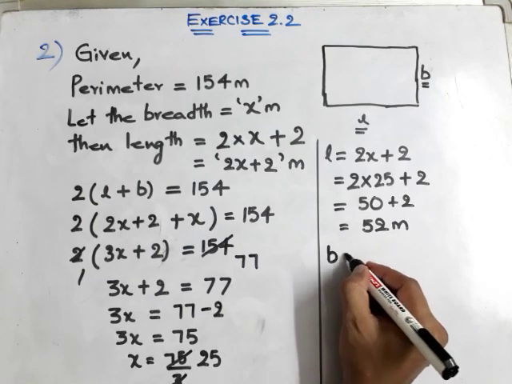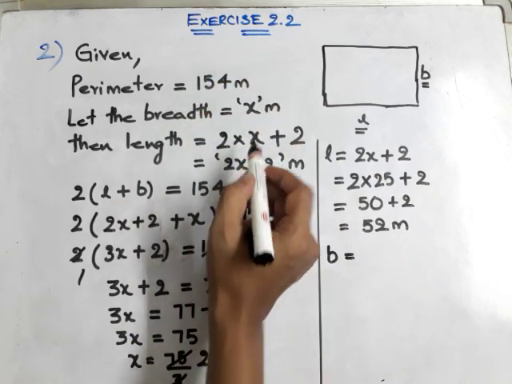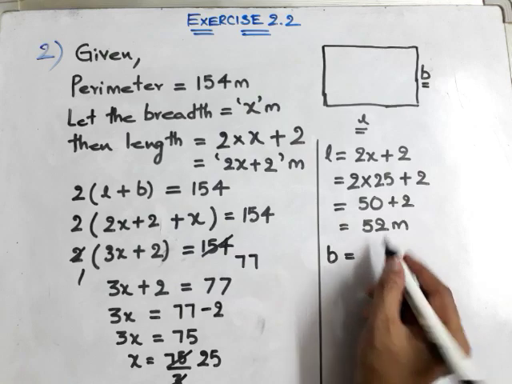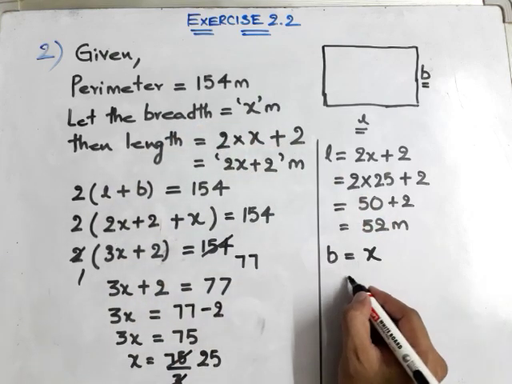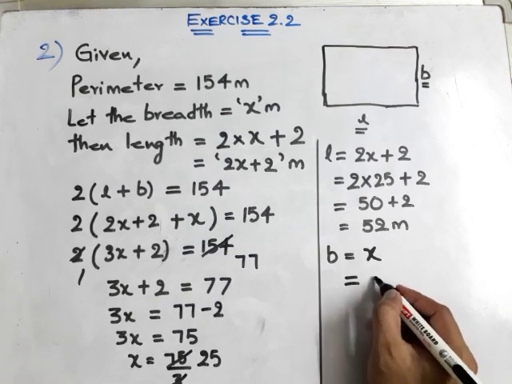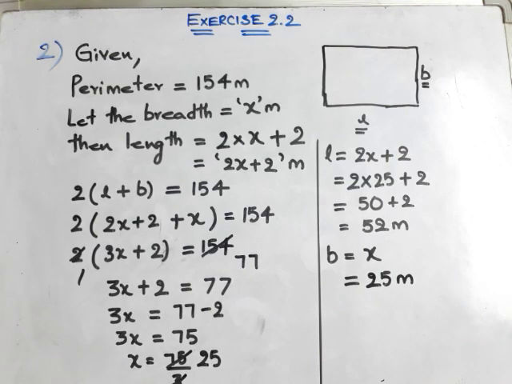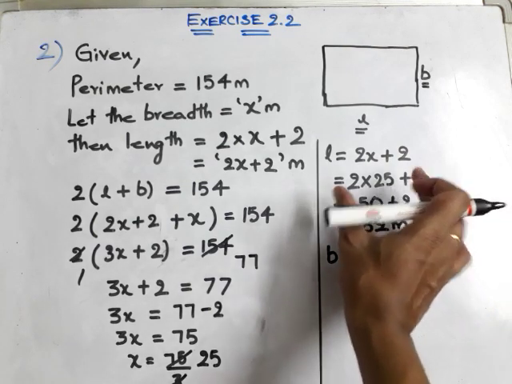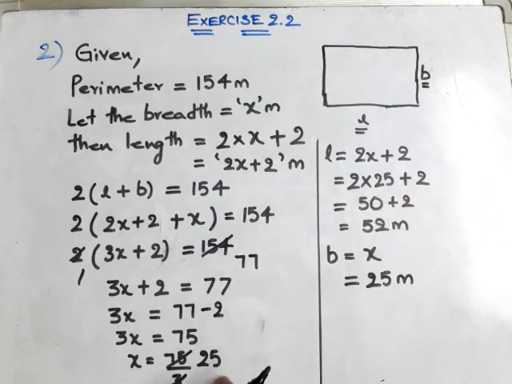And on the other hand, what is the B value? B is x, because we started our question by taking the breadth as x. So breadth is going to be 25 meters. Okay, hope you are clear. Don't copy this on one side as I did. Please copy this down to this x value so that the answer will be clear, and when you revise, it will be quite good to revise the things.